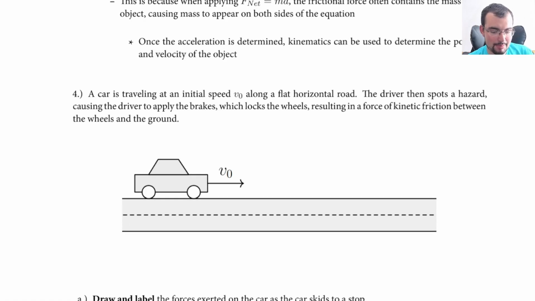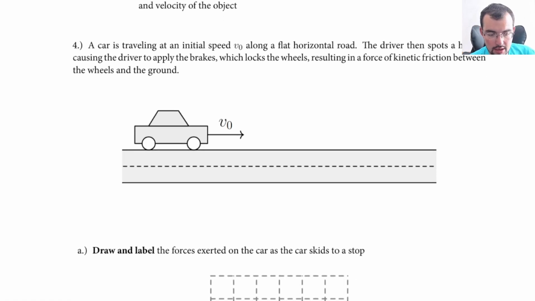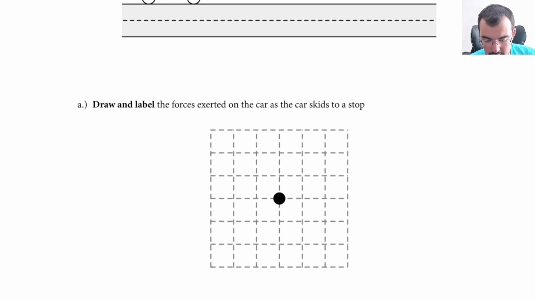So let's do a pretty representative example. A car is traveling at a speed v0. The driver spots a hazard, applying the brakes. The wheels lock, resulting in a force of kinetic friction between the wheels and the ground. Friction with wheels is a whole thing. Just trust me. We're going to use this as a model.